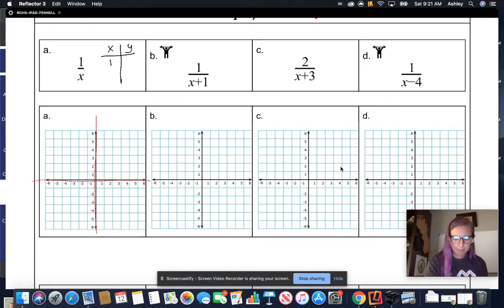So if I plug in 1, then I get 1, right? 1 divided by 1 is just 1. If I plug in 2, then I get 1 divided by 2, which is 1/2. If I plug in 0, it's not going to work. It's going to break the function, so I'm just going to ignore it for now. If I plug in -1, I get -1. If I plug in -2, I get -1/2. So let's just plot those points real quick: (1, 1) and then (2, 1/2).